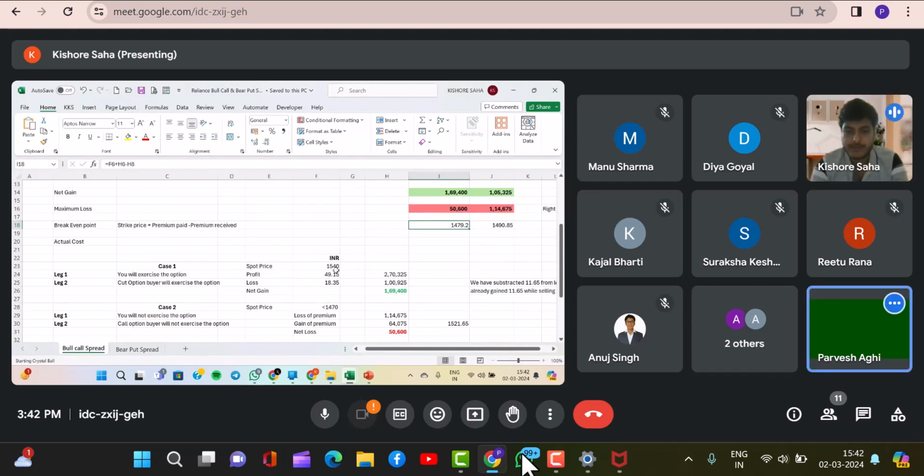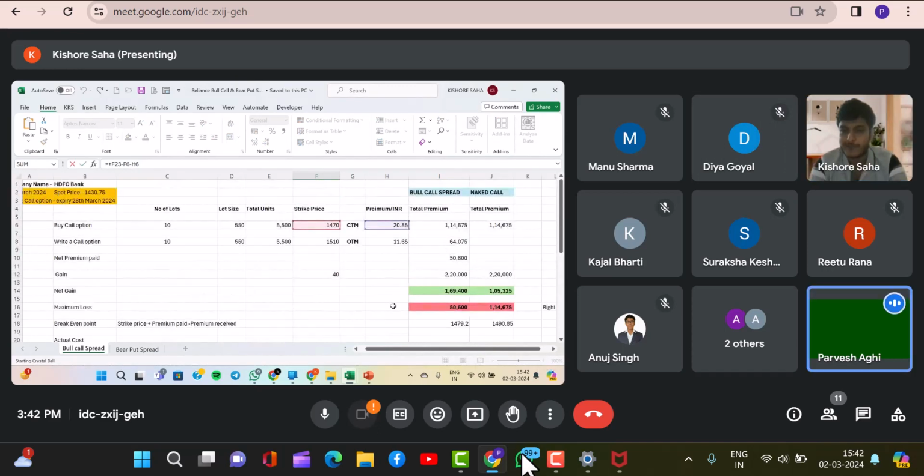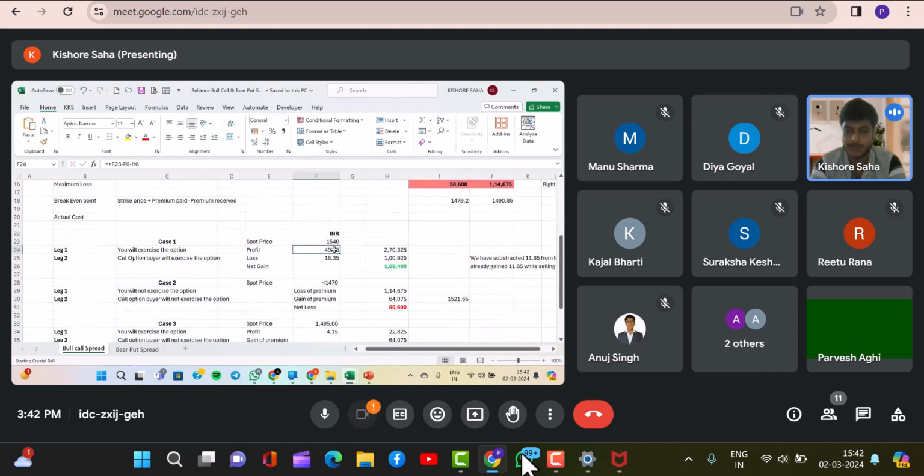And I have adjusted the premium part also here, because of the premium that I have paid. So this is the adjusted price after premium.